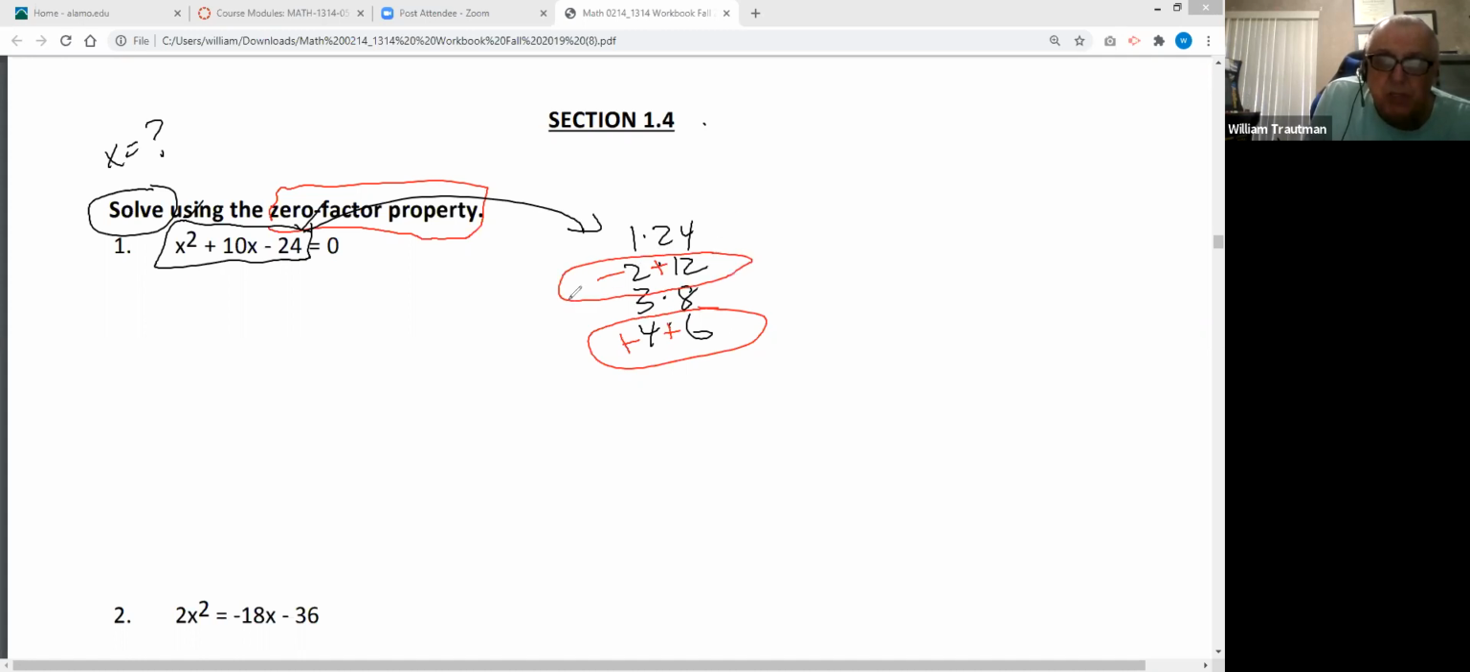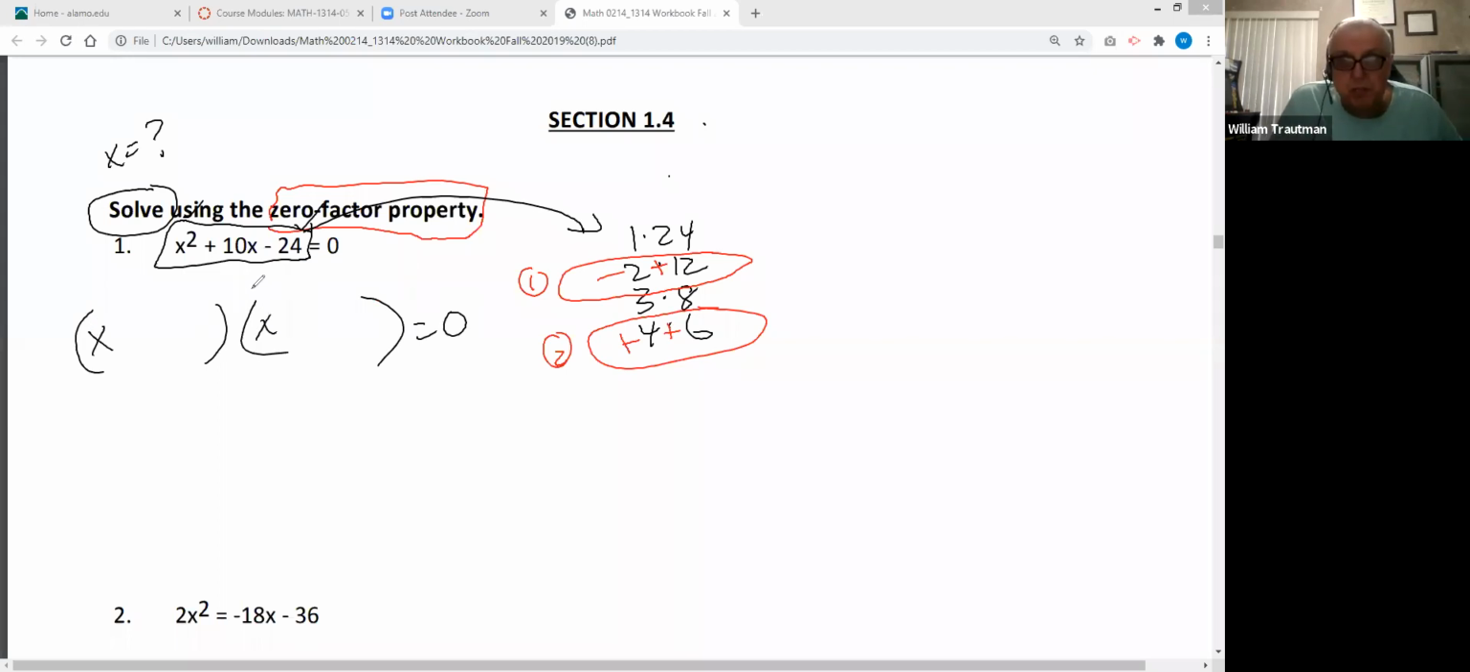I have 2 possibilities. Can somebody tell me which is correct, number 1 or number 2? Type it in the chat. Which is the correct pair that equals 10? They both equal 10, but which one do I use, number 1 or number 2? Can somebody tell me? Do I use minus 2 plus 12 or plus 4 plus 6? 1 or 2? 1, 1, 2. Okay, so we got 2 1s and some 2s.